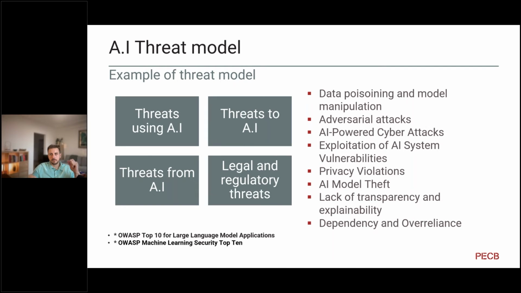And when we think about the threat model, we can also think about three other categories, which is threats using AI, such as prompting AI as an ordinary user of ChatGPT, for example, uploading data and so on. Threats from AI will gather all threats around the exploitation of AI as a weapon. The third category is the one that Mike will talk about, legal and regulatory activity.